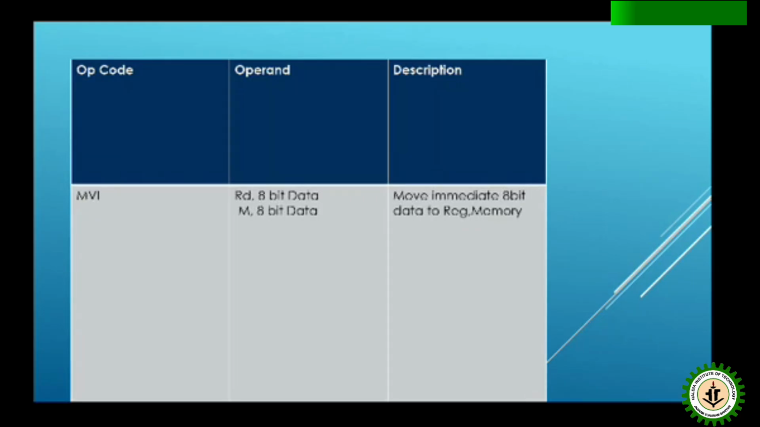Next, MVI RD, 8-bit data, or M, 8-bit data. Move immediate 8-bit data to register or memory. Now, what is this? RD means destination register and then 8-bit data.